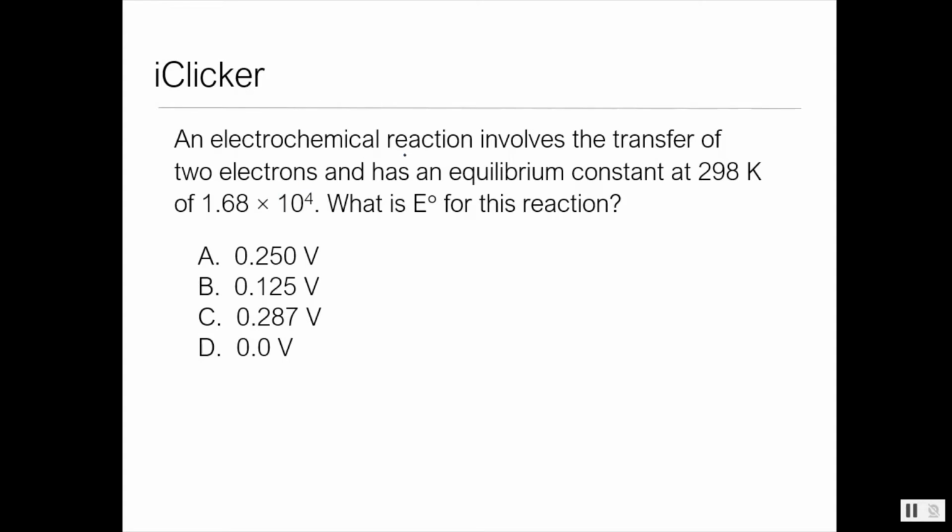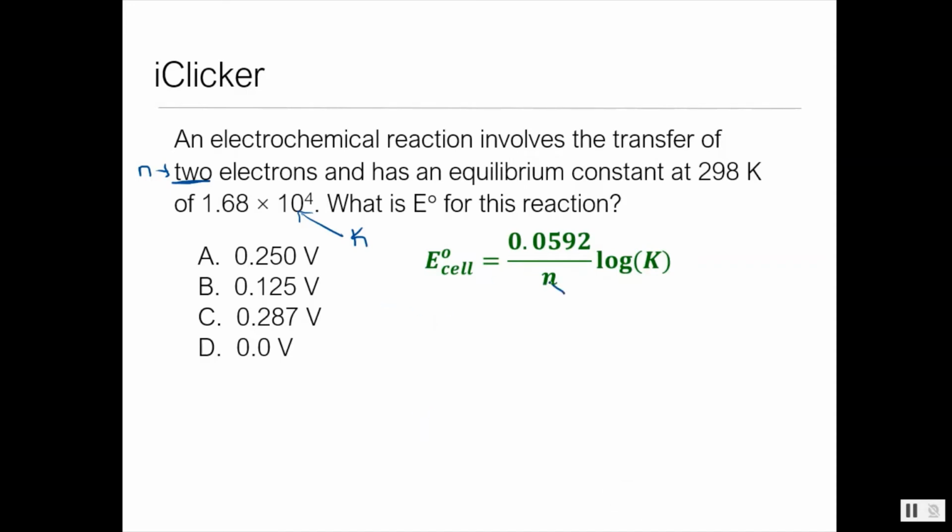We have an electrochemical reaction, and it transfers 2 electrons. So we're not told which reaction, but we are told what our N value is. And then this reaction has an equilibrium constant of 1.68 times 10 to the 4th. We want to calculate E naught of our cell. And we're going to do that using this equation here.